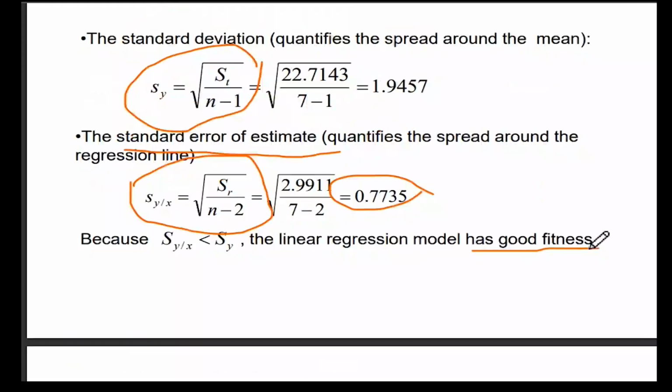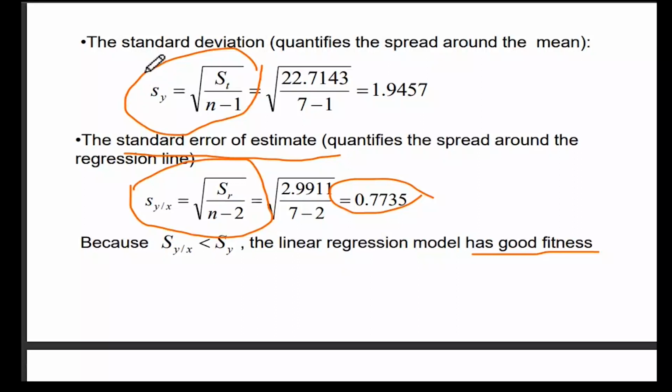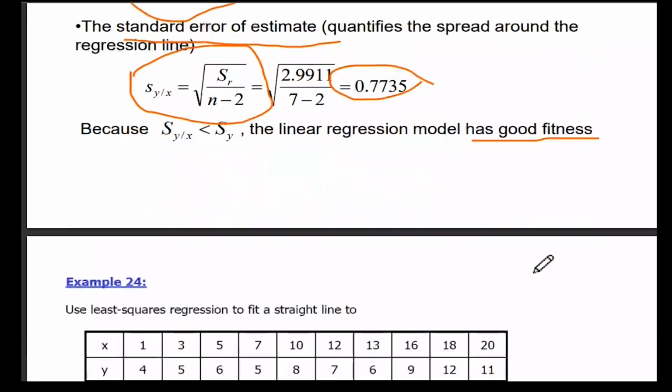So in terms of fitness, we can also look at another angle. We can see from the standard deviation value, if our standard error of estimate or SY/X ni lebih kecil pada nilai SY, so kita boleh katakan bahawa linear regression line kita buat tu has a good fitness. Tapi kalau kita dapat SY/X ni greater than SY, so kita boleh dapatkan regression line lain lah, sebab yang tu dia menggambarkan bahawa that regression model has a bad fitness.